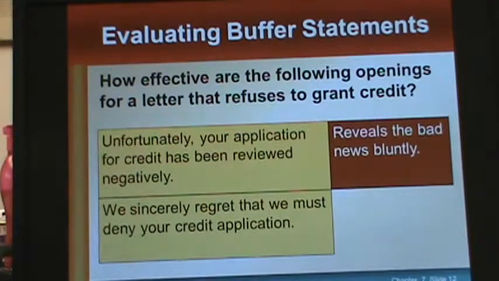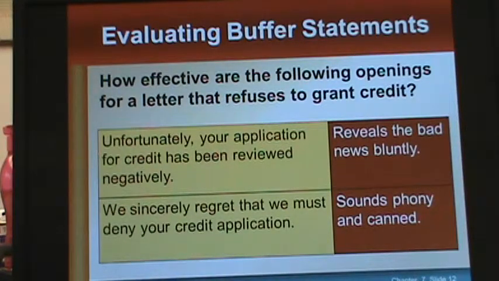"We sincerely regret that we must deny your credit application." This one sounds phony and canned. It basically sounds like they copied and pasted it to a recording and you're just one of the many that got the letter that day. It's very impersonal.